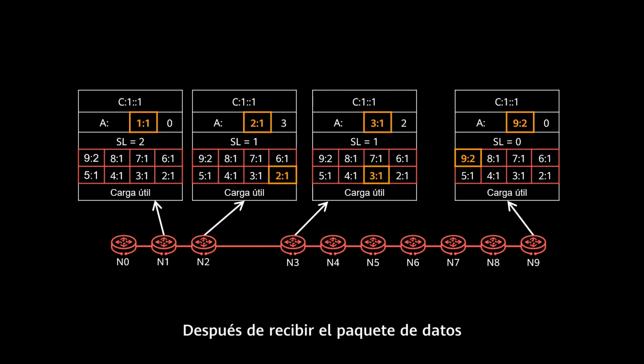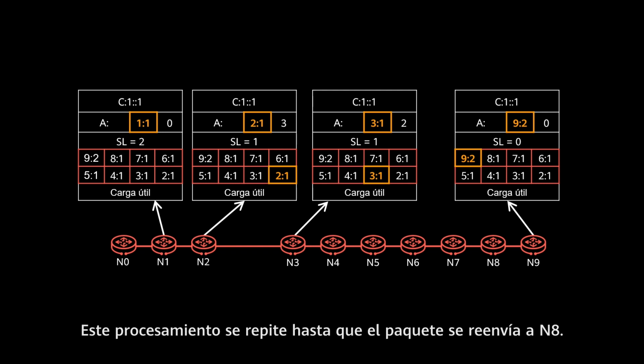So after receiving the data packet, node 2 processes the COC flavor and SID in a similar way. Because the SI value is greater than 0 now, node 2 decrements the SI value to 2 and locates the next C-SID 3:1, and then it updates the C-SID to the DA and forwards the packet to the next hop, node 3. This processing repeats again until the packet is forwarded to node 8.